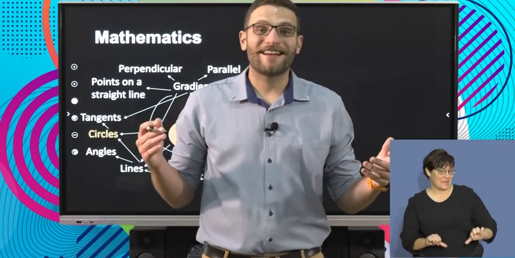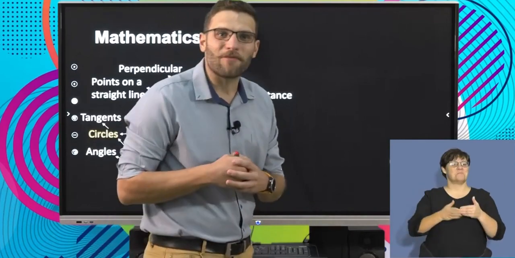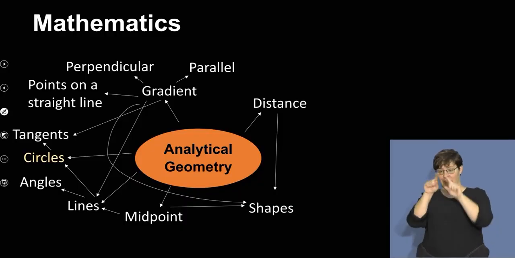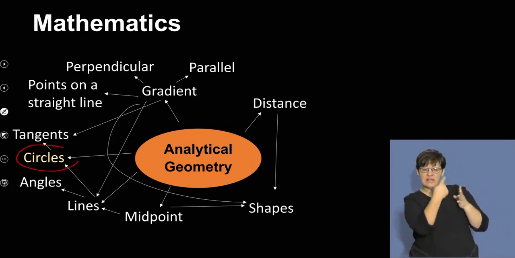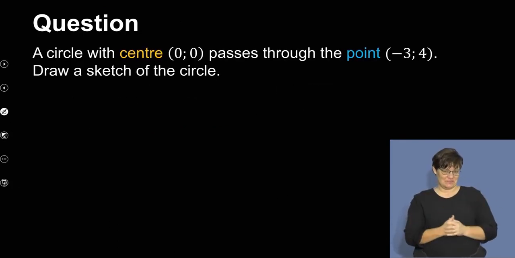Welcome back. We spoke about circles. We're going to continue talking about circles, and we're going to be doing some examples. So let's turn to the board. Here we can see the content map. We've still got all of those things that we did discuss, but we're going to continue with the circles that we were talking about. So here's our first example.